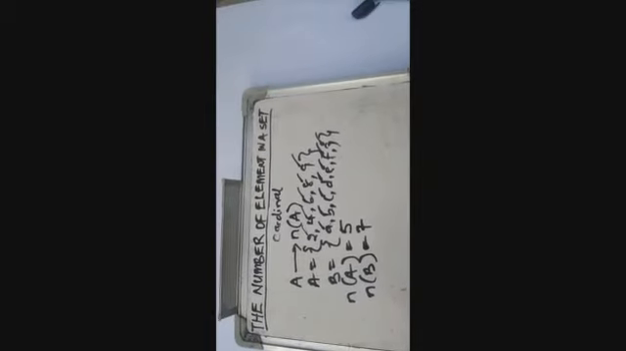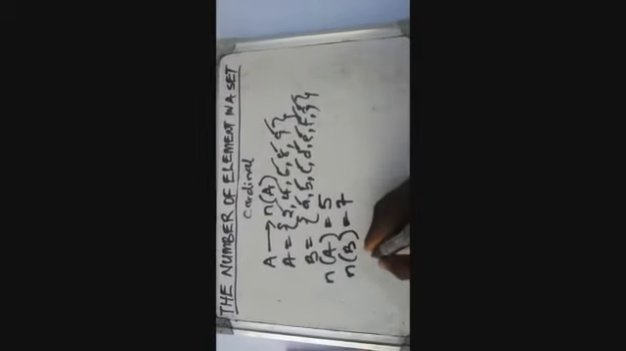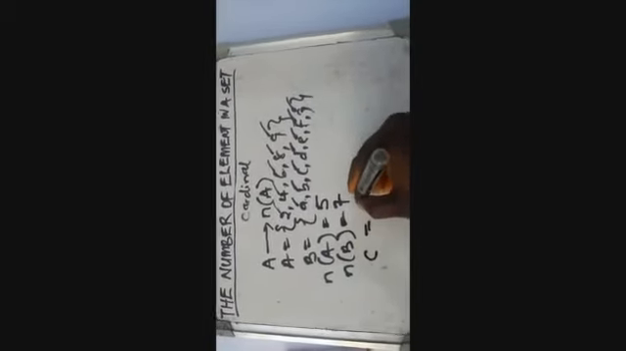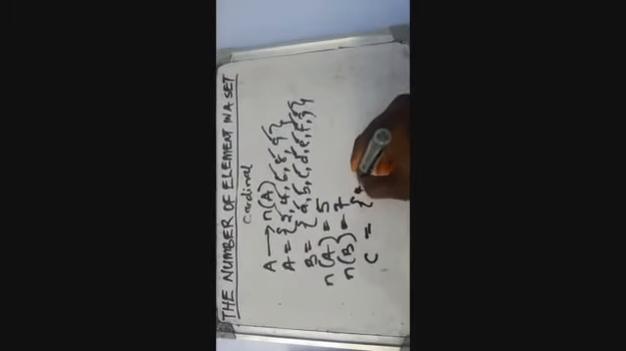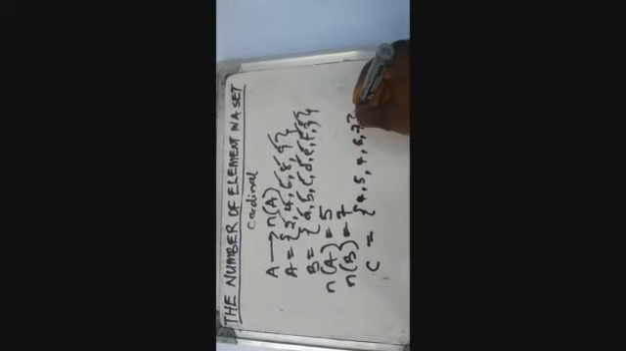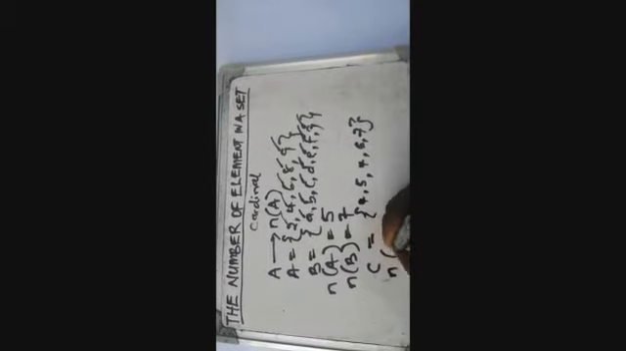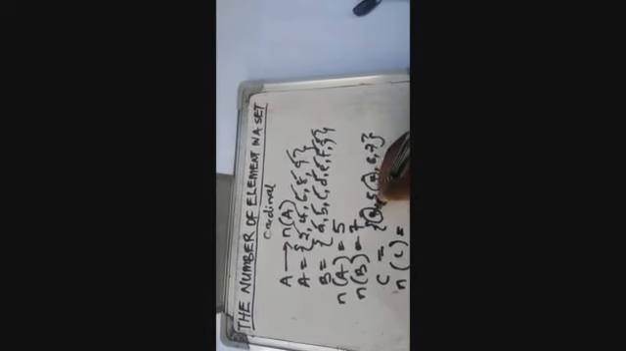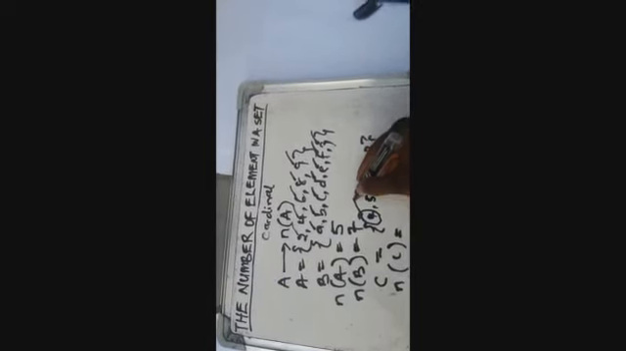Okay. Now, what if an element is repeated? What if we have the set C to be equal to 4, 5, 4, 6, and 7? How do we get the number of C? Now look here. Since number 4 is repeated twice, it will be counted as 1.